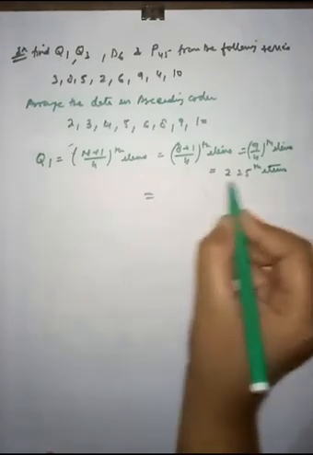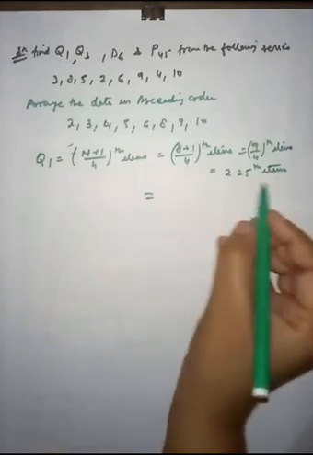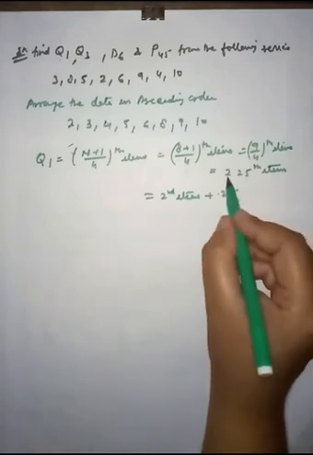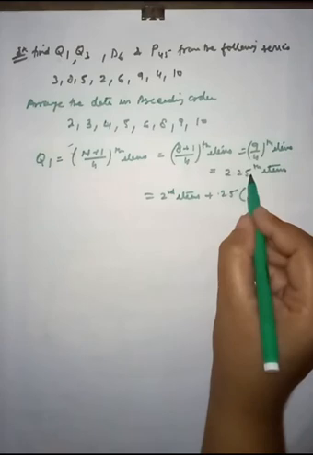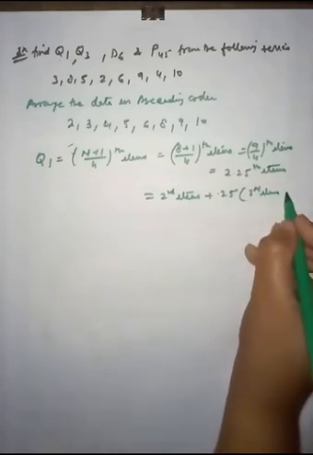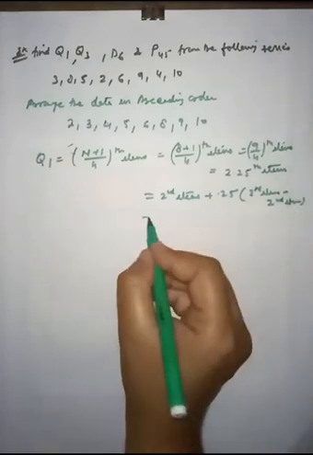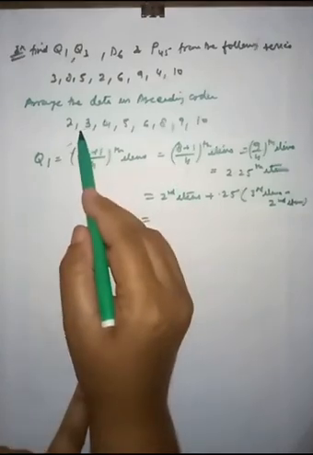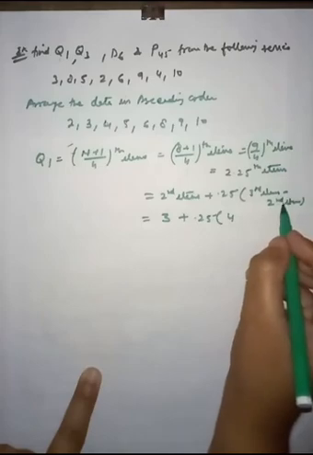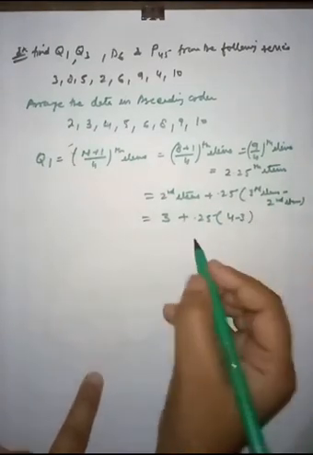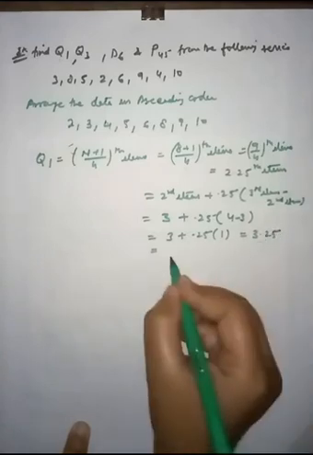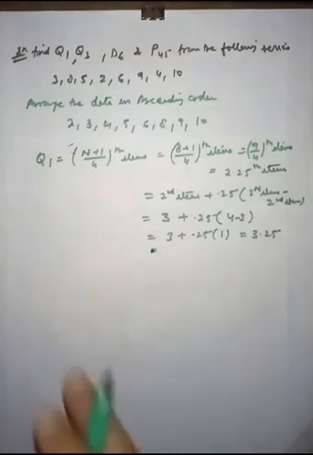How to find the value? For solving this, first you take the whole value. This is 2, so the second item, plus 0.25. Now here you take the difference, because the 2.25 value lies between 2 and 3. So you write the third item minus the second item. The second item value is 3 and the third item value is 4. So 3 plus 0.25 times (4 minus 3), which is 1. Now solve this. This value comes 3.25. So this is the value of Q1, the lower quartile.